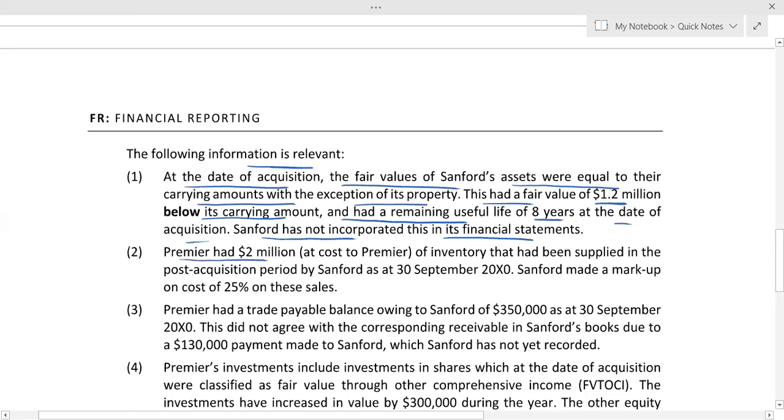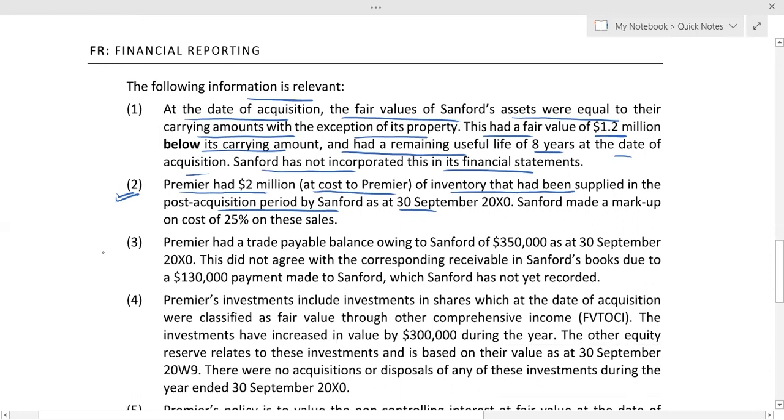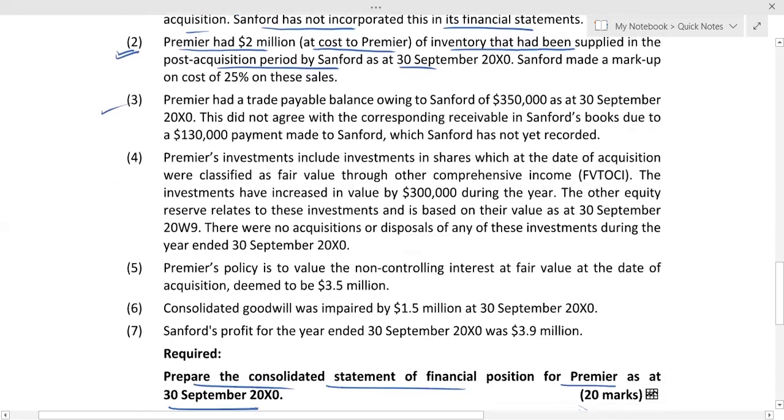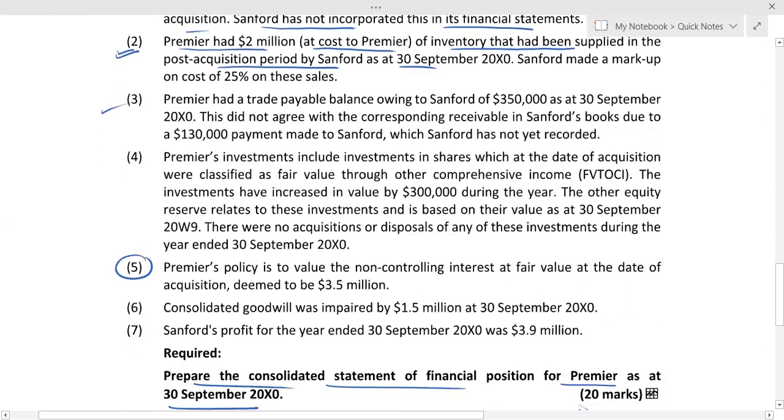Premier had 2 million, at a cost to Premier, of inventory that had been supplied in the post-acquisition period by Sanford. So we'll come to this. Central group trading with subsidiary, I'll be coming to this, don't worry at all. Then again, trade payable, something like that. They're talking on investment. Just read point 5.